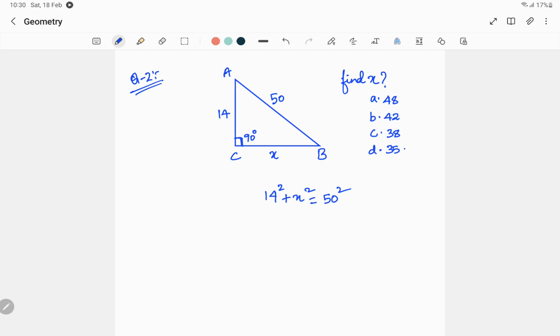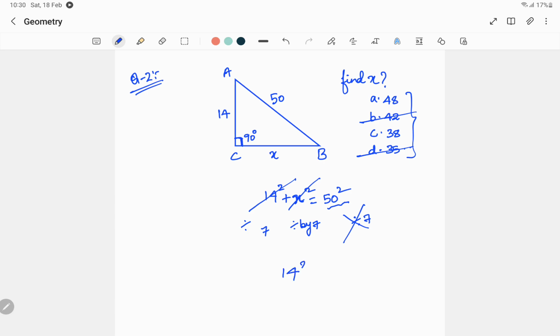Now if you see this closely, these are the options that are given. Now 14 square will definitely be divisible by 7, and if x is 35, this will also be divisible by 7. Then the resultant will also be divisible by 7, but here the resultant is not divisible by 7. That means x is not divisible by 7. So we can eliminate this answer choice and this answer choice. Now we are left with two answer choices, A and C.